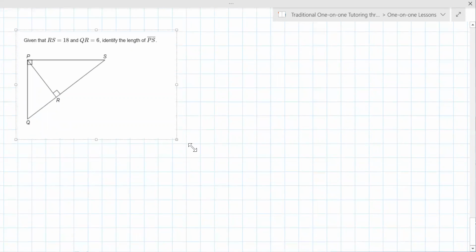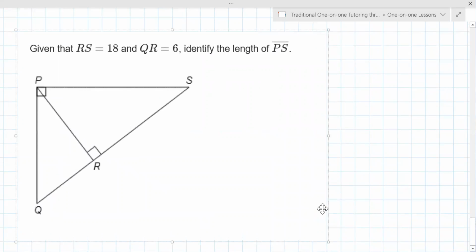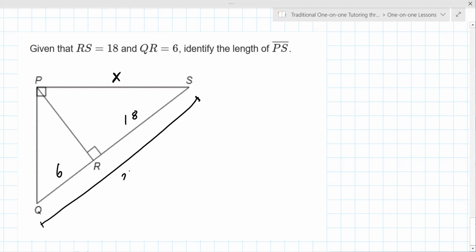All right, let me get this snipped in. So RS over here is 18. QR is 6, and they want P to S. So we'll call that X. Okay, so this time, do you see that we have quantities like 6 goes with the small triangle, but if you were to add these together, 6 and 18, what would you have? 24. 24, and that's with the large triangle.